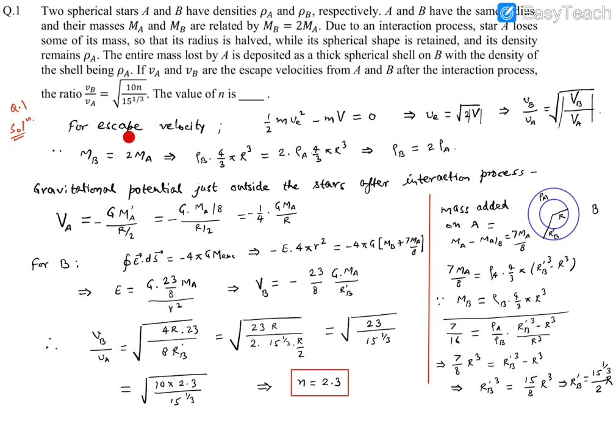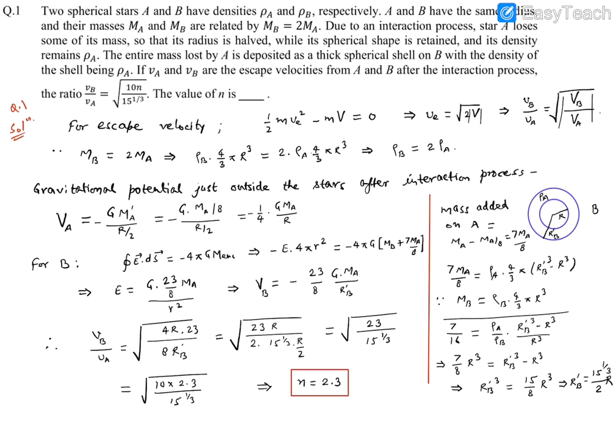So first of all, we need to think about this escape velocity. Escape velocity is the minimum velocity that is required for a body to escape from that star's gravitational force or field. So we'll say the kinetic energy is half mv squared, and the potential energy is minus m into V, where V is written as a positive magnitude of the gravitational potential. So the total energy becomes 0, and from here the escape velocity turns out to be under root 2 times V, the gravitational potential.